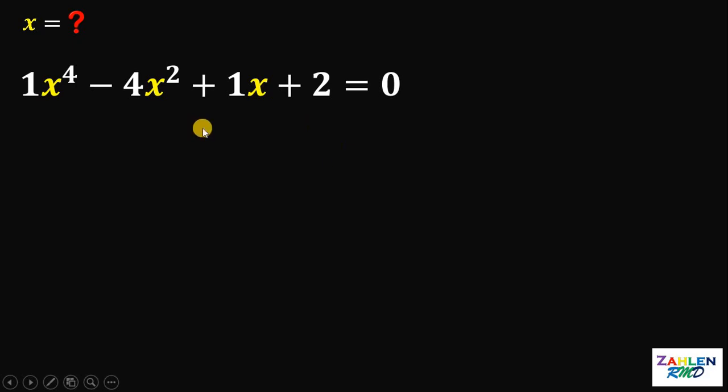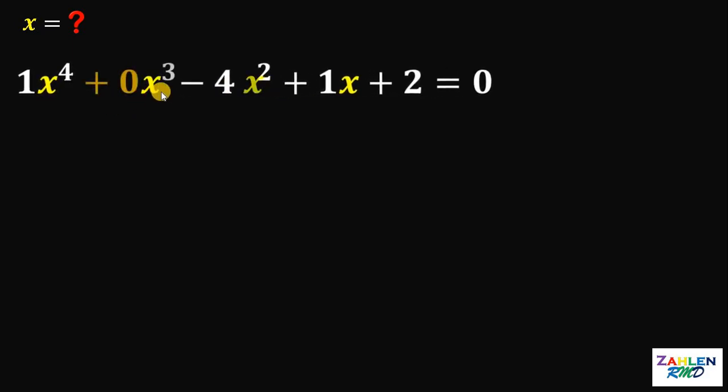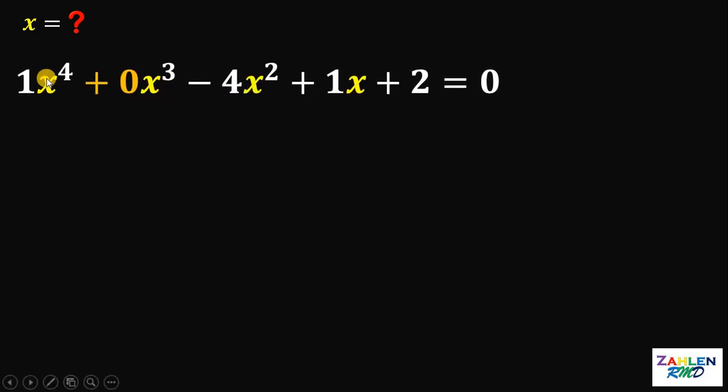Also take note that when we use synthetic division, make sure that the exponent of x is in decreasing order. So we have x raised to the 4th power, x squared and x. Notice that we don't have x raised to 3, so let's put 0x cubed. Now we have x raised to the 4th power, x cubed, x squared, x, and constant. At this point, we are ready to use synthetic division.